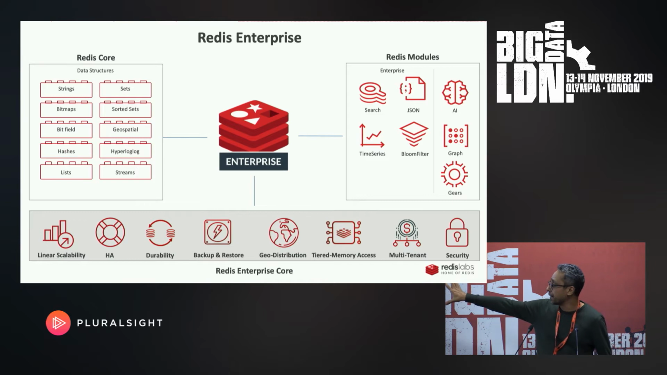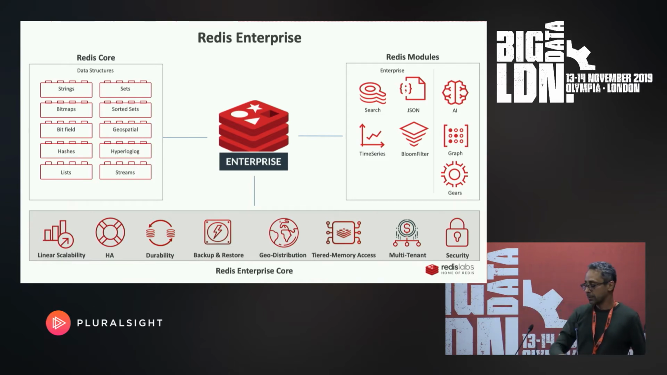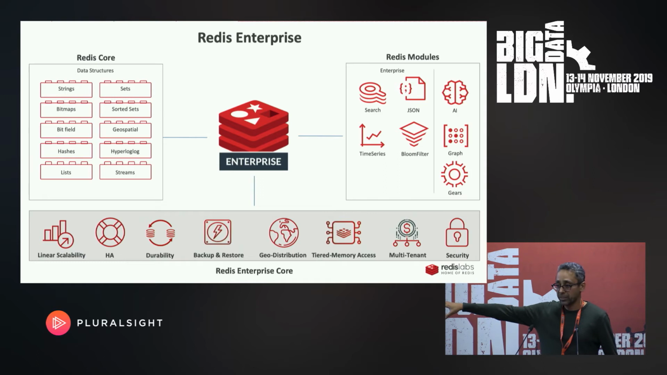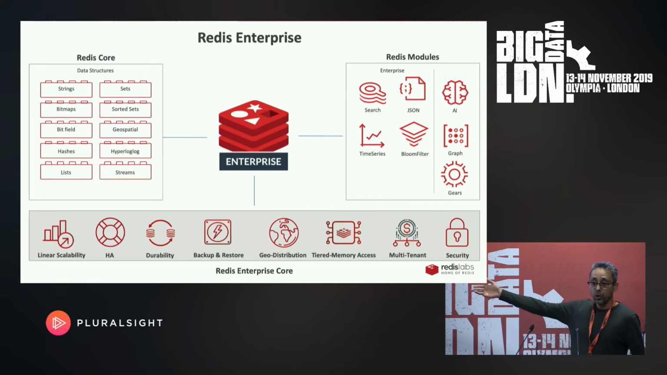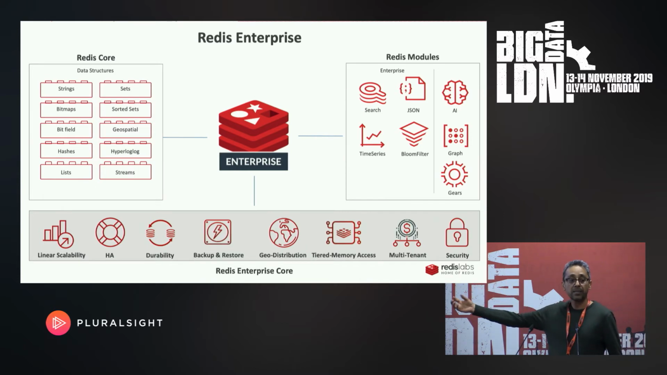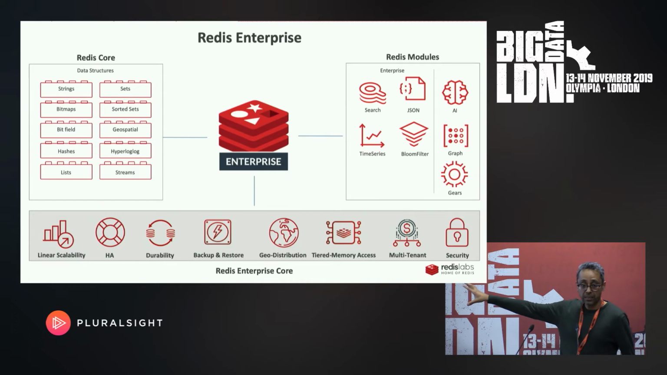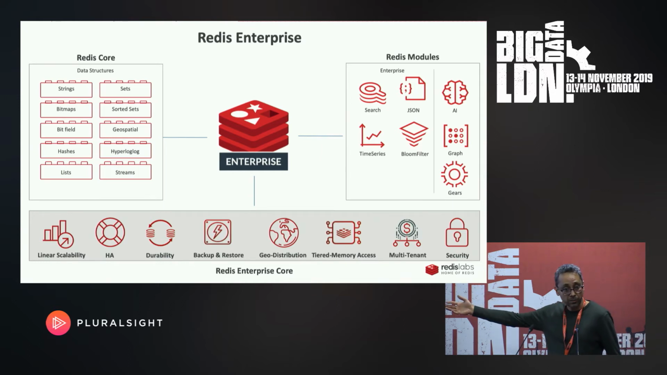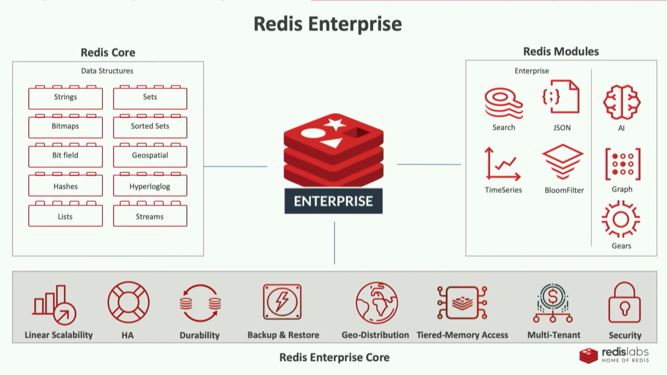Another way of showing it: at the core of Redis you have the basic data structures, and then there are a few modules available to you. If you want to do text search, you can put your documents in and do text search. You can use it as a document store, putting your JSON documents in, and it supports JSON querying. There is a time series module, a Bloom filter module, and I'll be talking about the upcoming AI module here. There is also a graph module, and if you want to build workflows, there is a gears module.